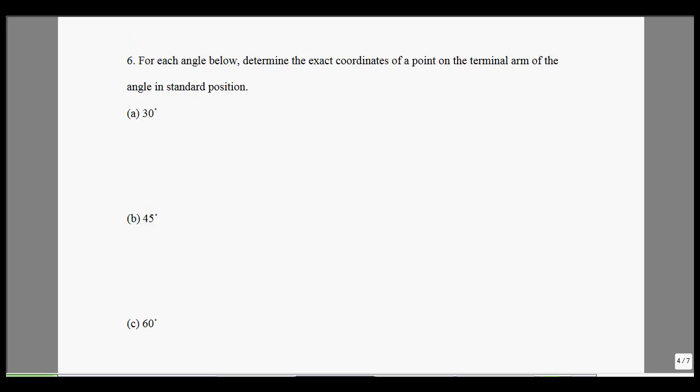Number 6. For each angle below, determine the exact coordinates of a point on the terminal arm of an angle in standard position. So we're only given our angles and nothing else. And we need to find our P of x, y. Well, in this kind of an equation, our hypotenuse, or our r value, is kind of arbitrary. So we could just pick a value for it. Let's say r equals 4. We need to find our x and our y values.